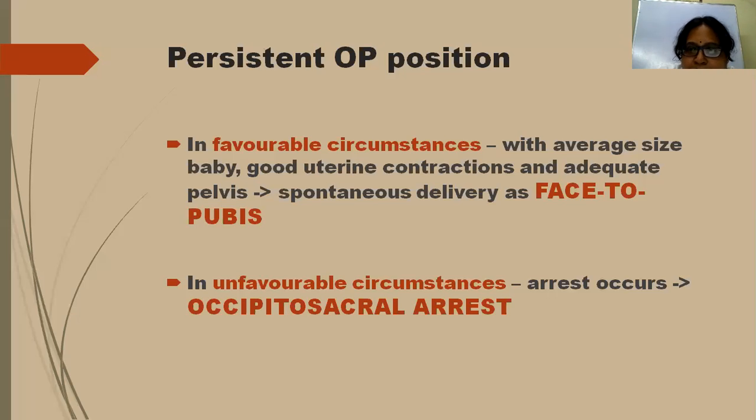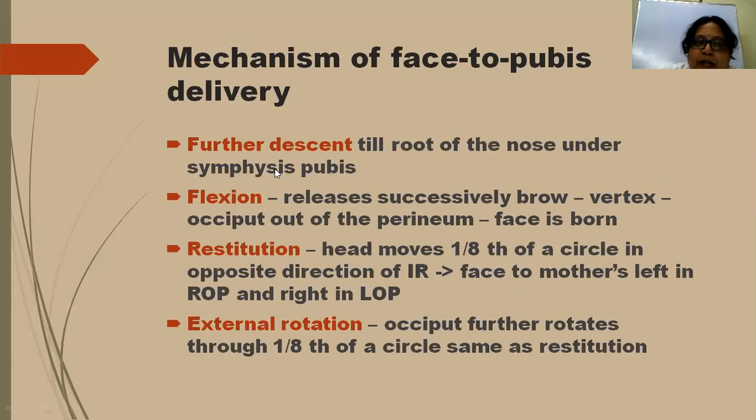And in case there are unfavorable circumstances, like the pelvis is not adequate or uterine contractions are not good, then occipitosacral arrest occurs. Then no delivery is possible, arrest will occur, causing occipitosacral arrest. So how do you deliver? There is further descent till the root of the nose is under the symphysis pubis. Then flexion will occur and there is birth of the head by extension.